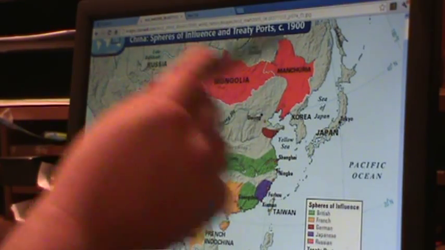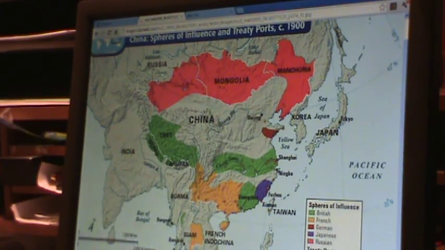Who did he not ask about all of this? China, which was a weak, backward, corrupt country ruled by a weak, backward, corrupt empress at the time. And they made a really good movie that has her and her son, the last emperor of China, in it. It's called The Last Emperor.